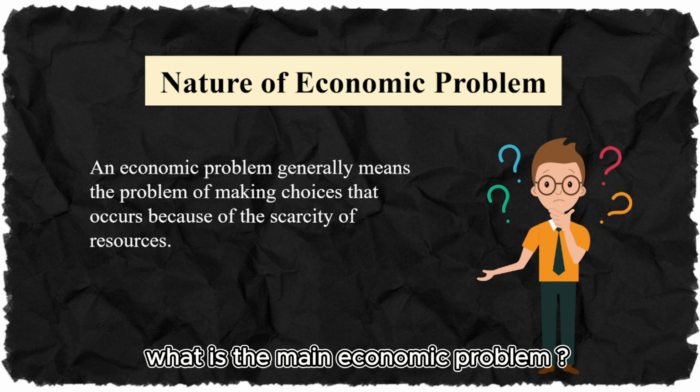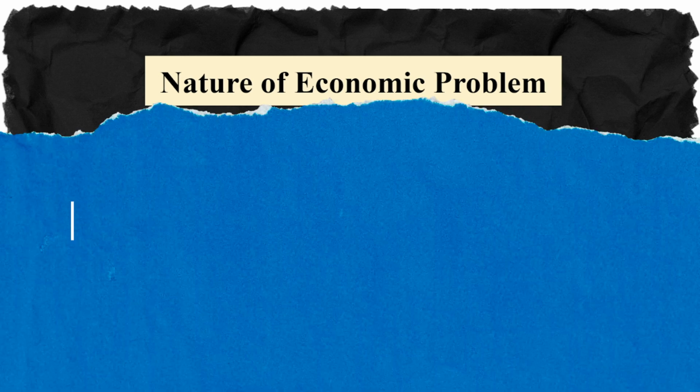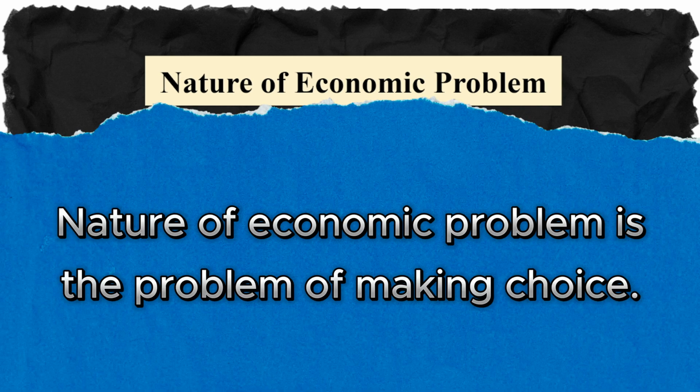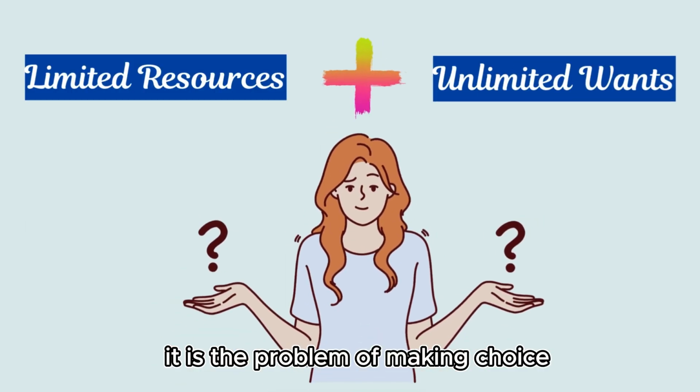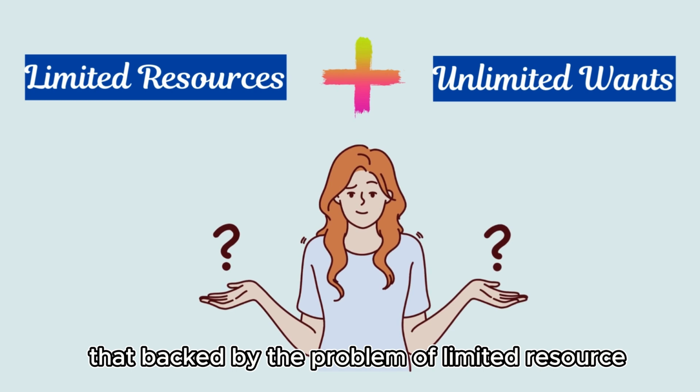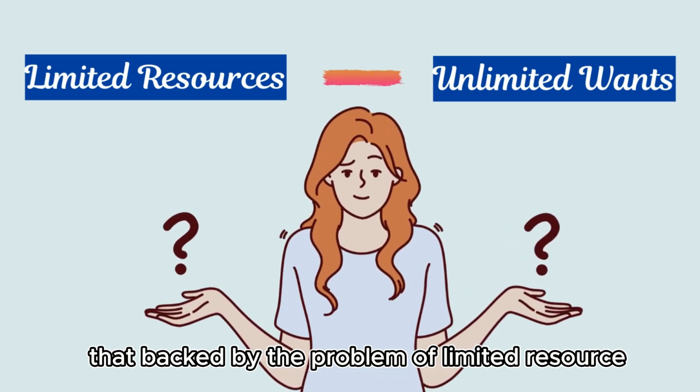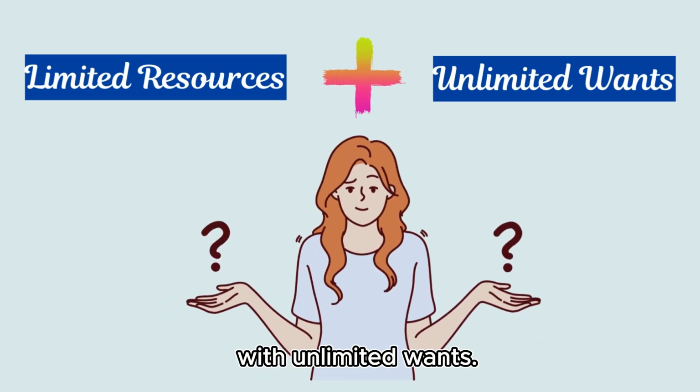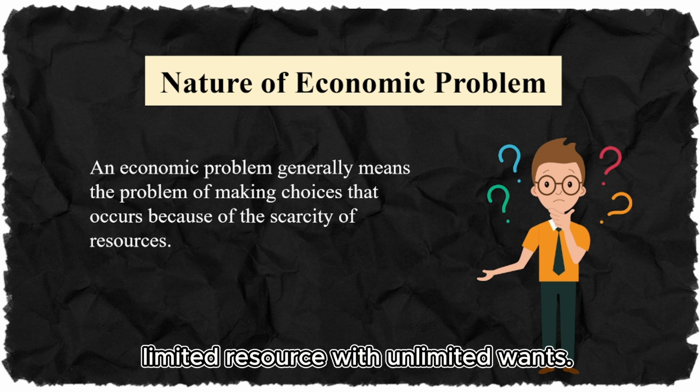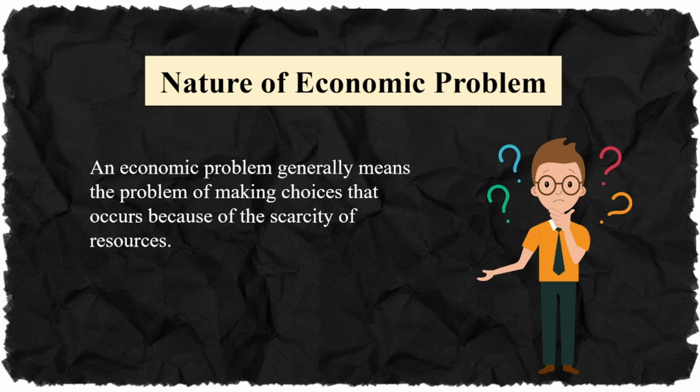What is the main economic problem? It is the problem of making choices. It is the problem of making choices, backed by the problem of limited resources with unlimited wants. Limited resources with unlimited wants. Now let me explain to you.